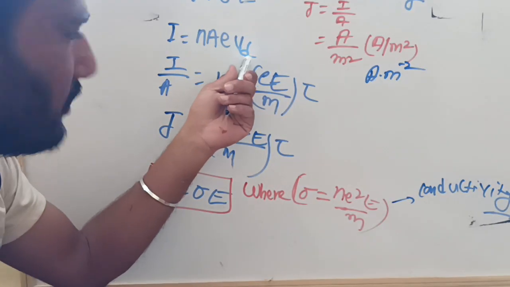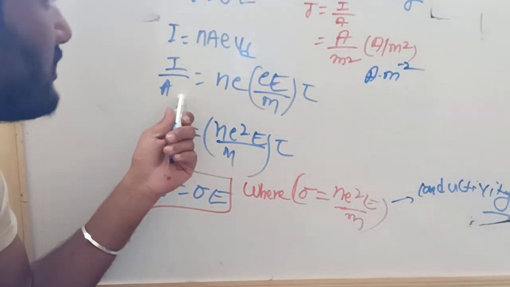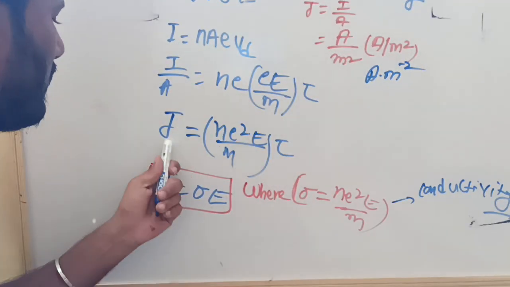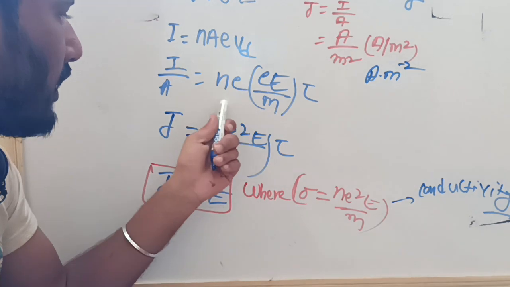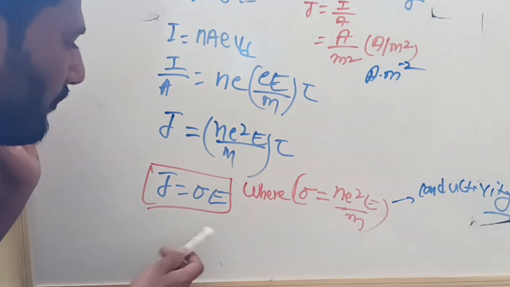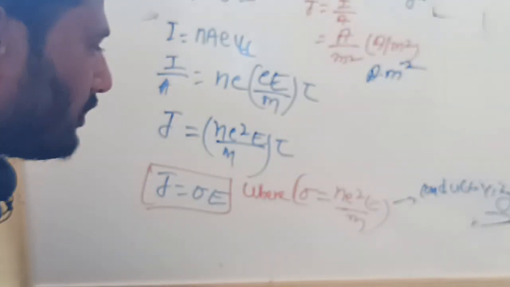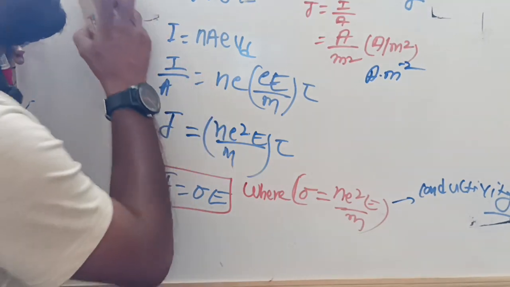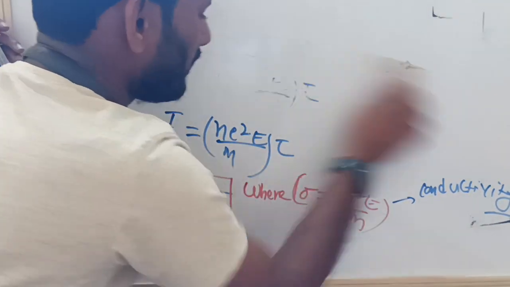Just do these very simple steps. I is equal to nAeVd, you can start from this equation. I by A is called current density J. So you can take the value of drift velocity, substitute and simplify. Very important relation: this conductivity, resistivity, conductance and resistance, I will discuss that. Very important question. That's why.